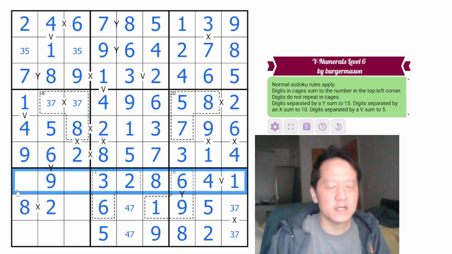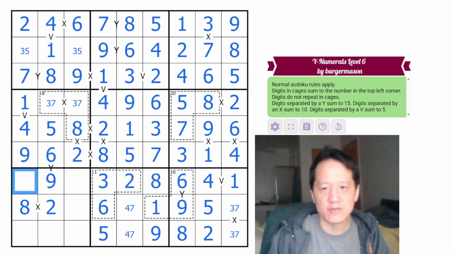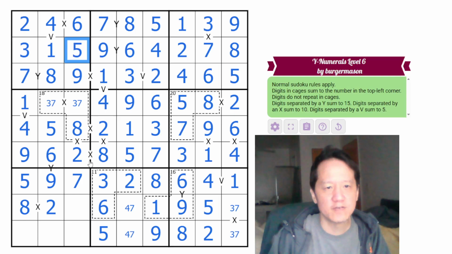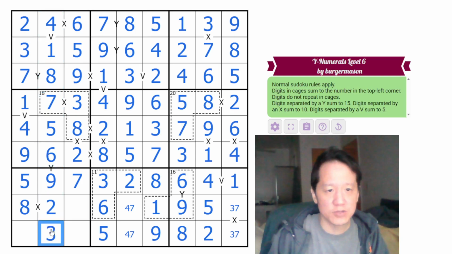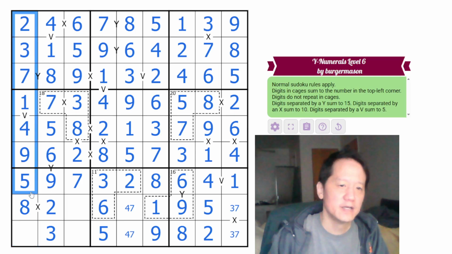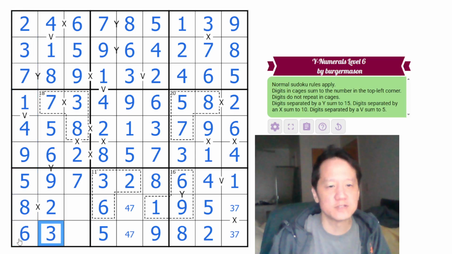Remaining digits in row 7 have to be 5 and 7. This can't be 7, so this must be 5, which makes this a 7. This 5 means this can't be 5, so this is a 3, which makes that a 5. This 7 means this can't be 7, so this is 3, which makes that a 7. The remaining digit in column 2 is a 3. The remaining digit in column 1 is a 6. So therefore, this is 3 and 6.